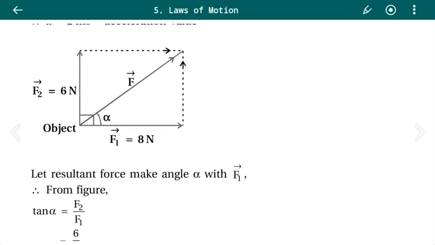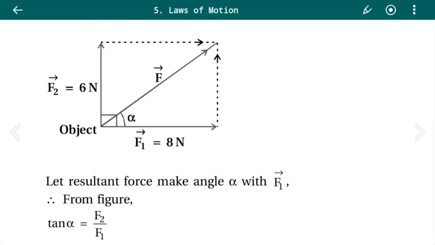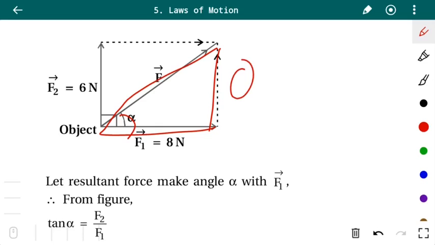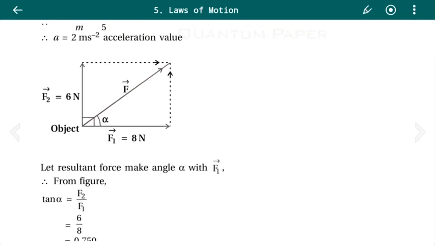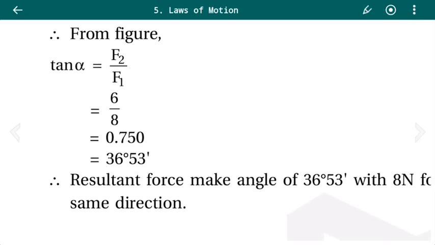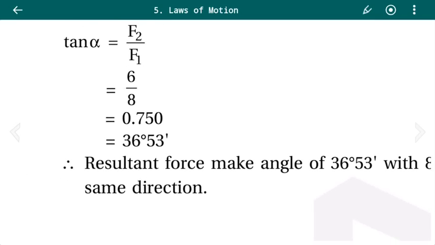direction. So from this figure we can write tan alpha equals F2 upon F1, because we can see from this triangle, taking this alpha, tan alpha is opposite upon adjacent. Opposite is F2 and adjacent is F1. So we can write tan alpha equals F2 upon F1. F2 is 6 Newton, F1 is 8 Newton. So 6 by 8 we get as 0.750. So tan alpha equals 0.750.